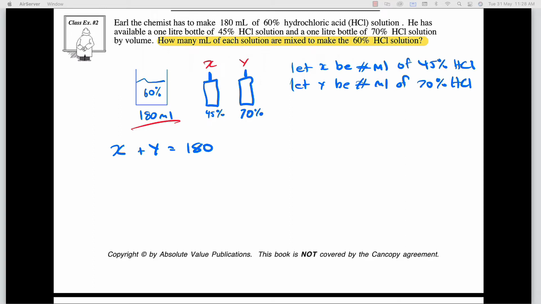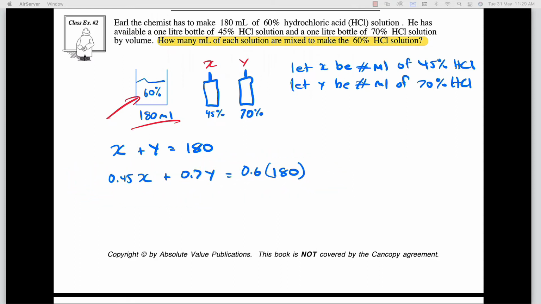So now, almost exactly like the last equation, I'm going to use this 45%, 70%. So remember that 45%, we have to convert that to a decimal number that we can use with our math equations. So that's going to be 0.45. So 0.45 times that x plus 0.7 times the y is going to equal the 180, which is the total, but I'm going to need to multiply that by the 0.6 that is in the final solution. So there are our two equations.